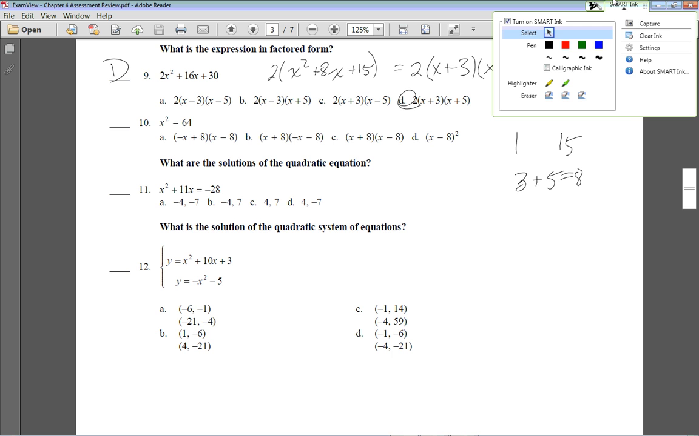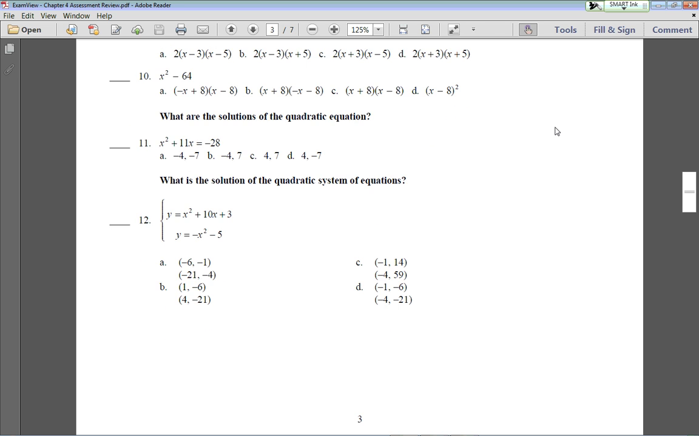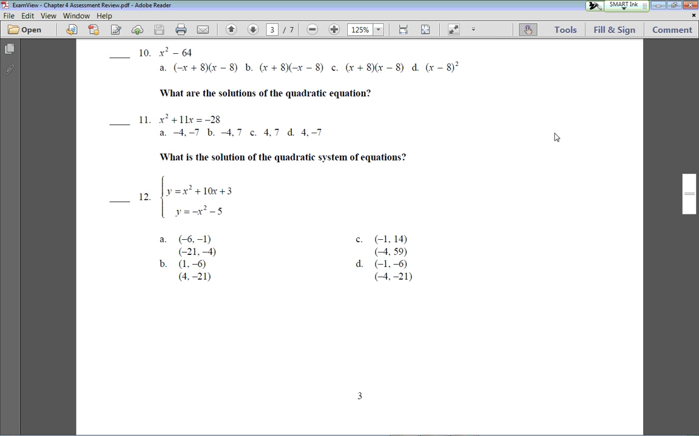All right, let's look at number 10. Number 10 is x squared minus 64. We don't have an x term there, so what do we do? Well, since we have x squared minus 64, this is what you call the difference of squares. This is one of the special cases on the special case chart, which you simply factor.